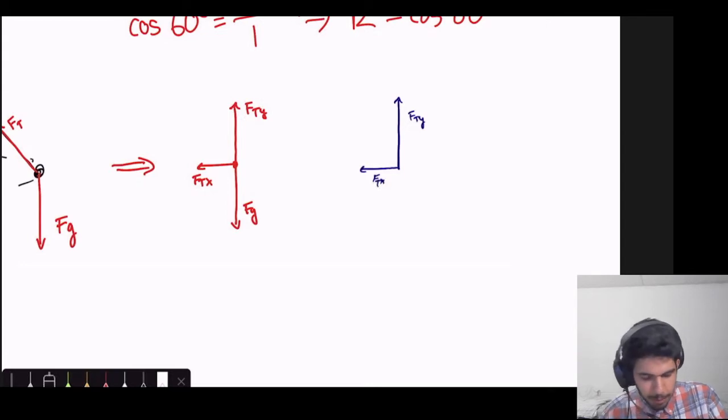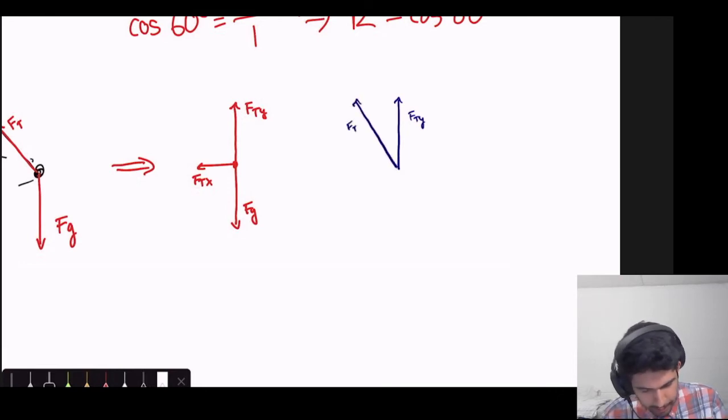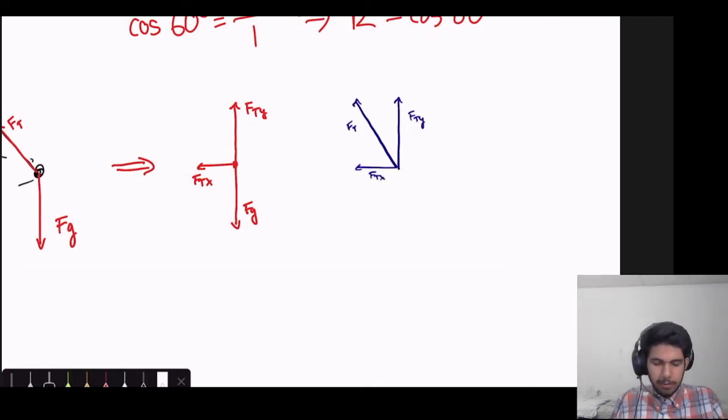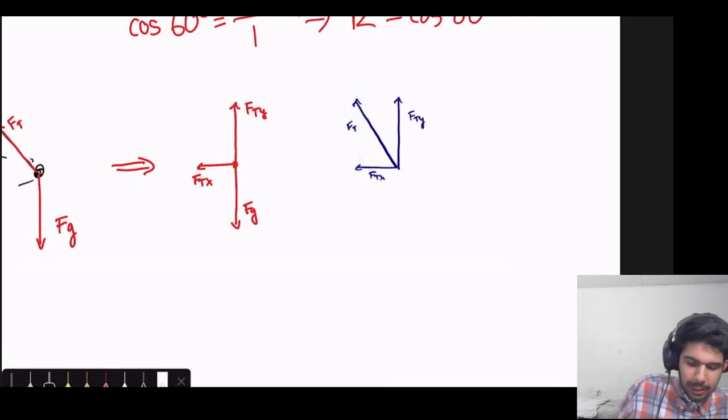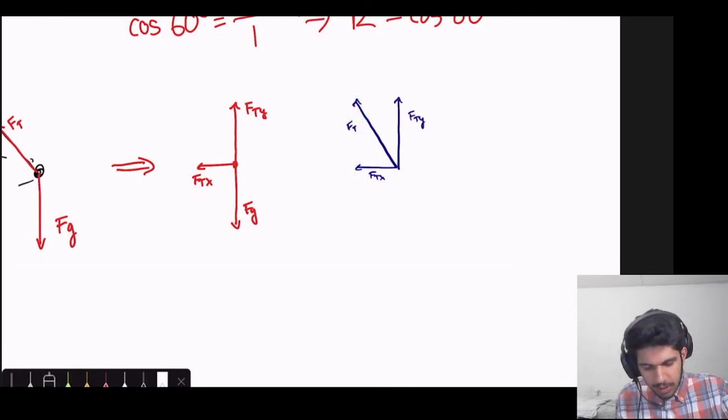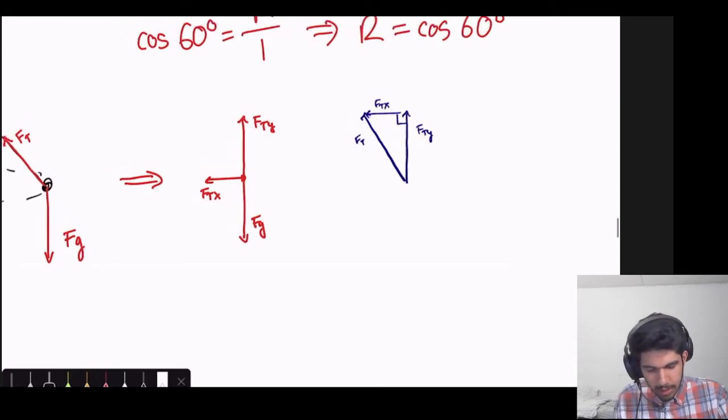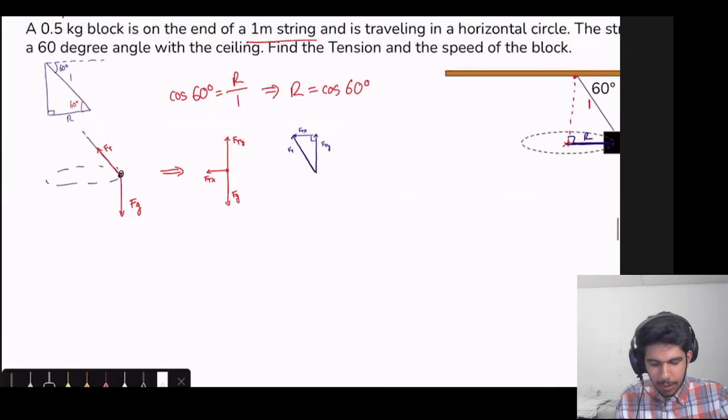But rather, before I draw Ftx, let's draw Ft. So Ft was something like this, and Ftx is like that, right? So we can see that if we take the vector sum of Ftx plus Fty using the head to tail method, we get that that equals Ft. So I'm going to move Ftx upwards, so that way we form a little triangle here. This is a right angle, and then we should be able to say something about the angles.